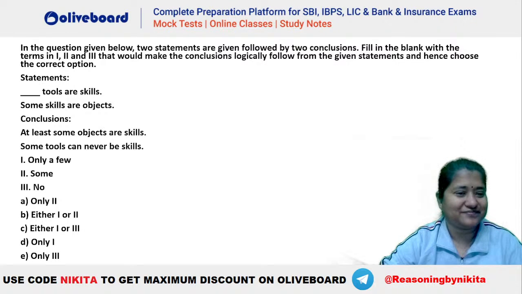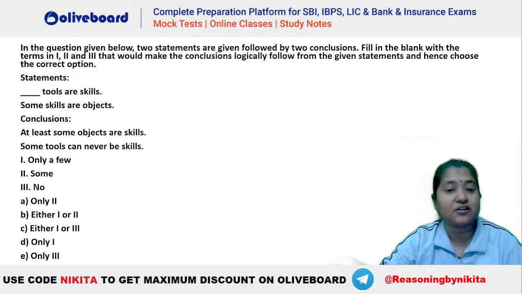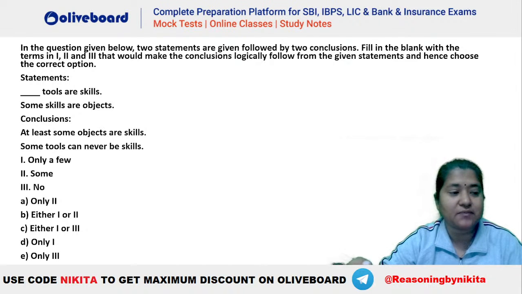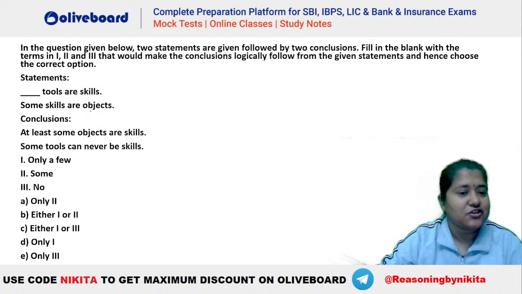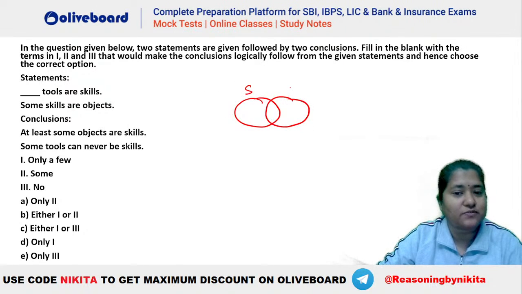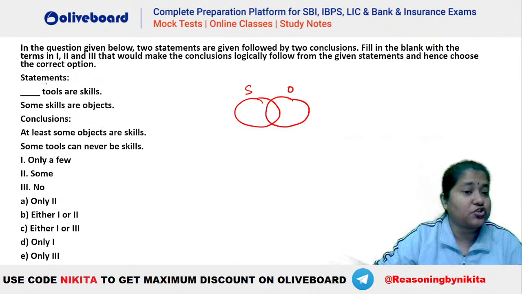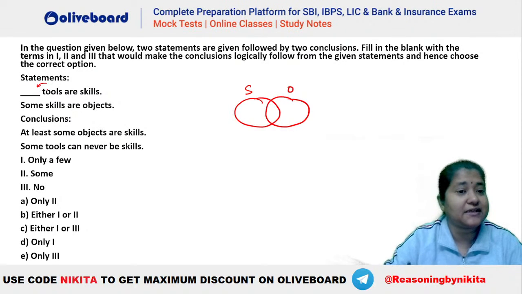Anybody? Look here, you have been given the conclusion. You have to find what should come in place of that blank in the statement here. Okay, so first of all, whatever is completely given first, let's make that. So some skills are object. We have a definite interaction between your skills and object, right? Now the question is, what should be the conclusion? What should be the relation between tools and skills, right? So what should be that here?